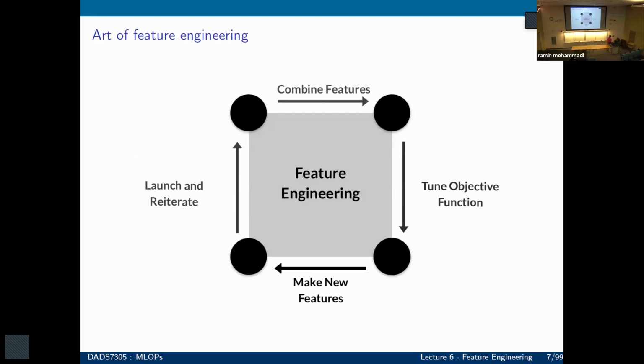Feature engineering, like everything else in ML that you have seen, is going to be a loop. It's going to be an iteration. You combine a set of features, you tune some objective, you make some new features, launch it, you learn something, go back, and do the same. It's pretty rare at the first iteration to have all the features that you think are important. You always come up with some features, test them, deploy them, find some errors, come back, build some new features, and continue with that iteration.